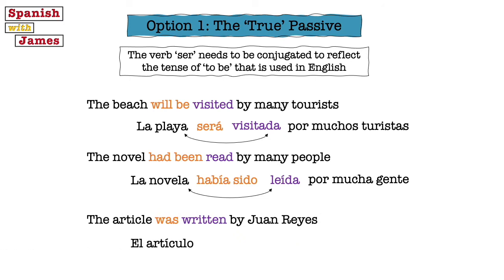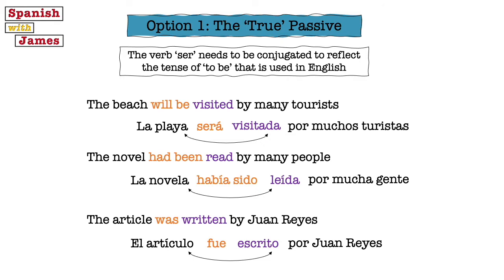The article was written by Juan Reyes. El artículo, and then was, past tense, fue. Then we need our past participle from escribir, which is escrito because it's an irregular one. And here it's el artículo, it's masculine, so we can leave that just as it is. Escrito por Juan Reyes. So masculine noun and a masculine past participle.